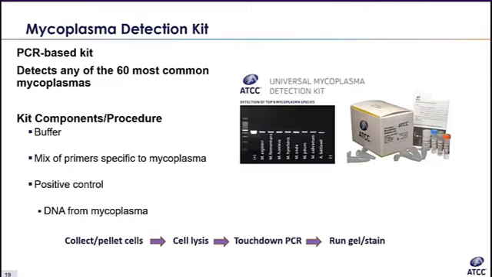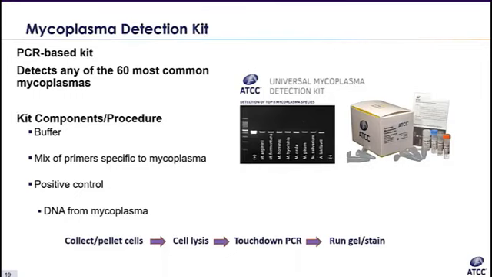Mycoplasma contamination can be detected through a number of available kits in the market. The Universal Mycoplasma Detection Kit from ATCC is a PCR-based kit that can detect 60 of the most commonly identified Mycoplasma species. So to put it in perspective, over 90% of contamination is caused by just a few species. The Mycoplasma Detection Kit comes with specific primers that are unique to Mycoplasma, with Mycoplasma DNA as a control.